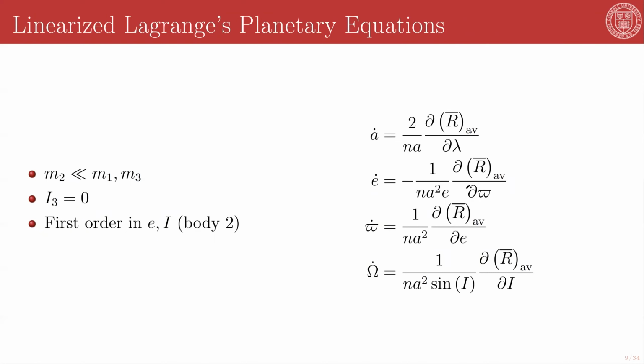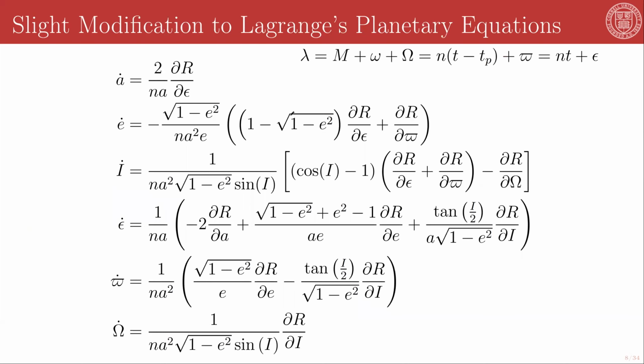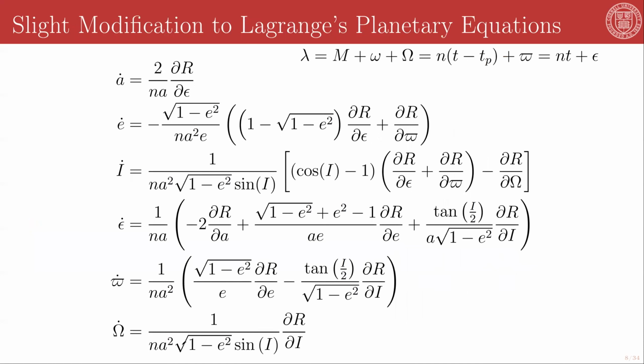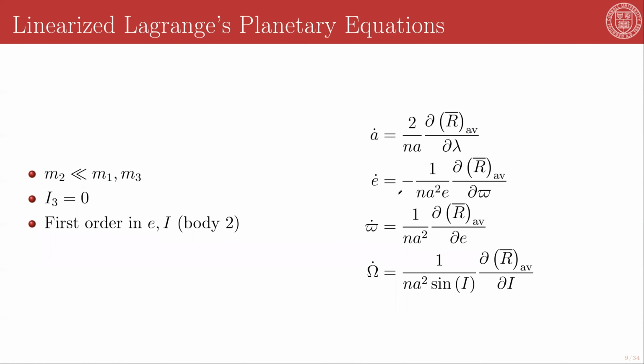The e dot expression is greatly simplified because in the case of small e, this square root of 1 minus e squared term is approximately of order 1. And so we can get rid of this whole part, leaving only the partial in varpi. And the same applies for both the varpi dot and capital omega dot expressions. All factors of the square root of 1 minus e squared, here, here, and here, can be replaced with just 1. So we're going to take these simplified expressions and our averaged disturbing function, and we're going to study the resulting secular terms and then resonant terms and see what we expect them to do to the long-term evolution of the orbit of M2.